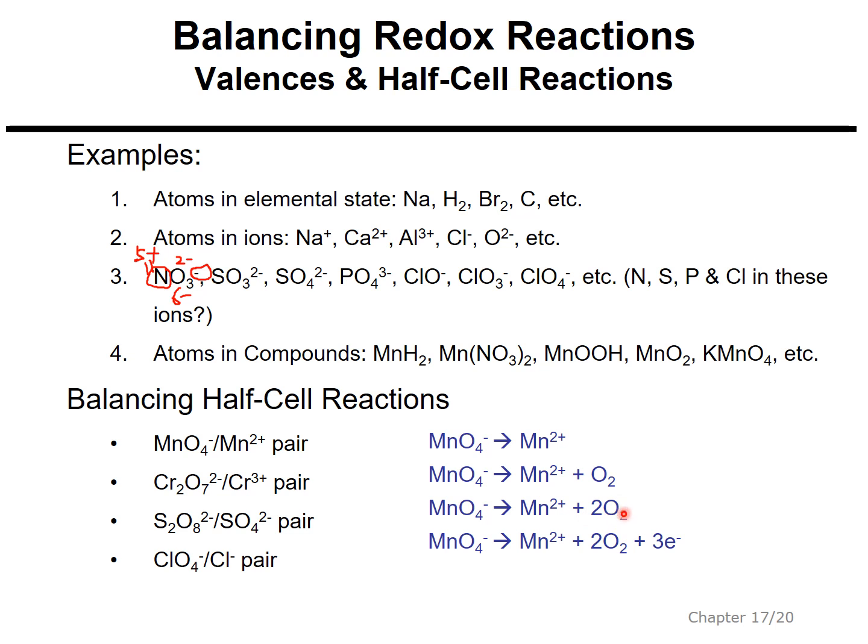Then let me check the charge. We have -1 on the left hand side of the equation. However, we have 2 plus on the right hand side. So you should add 3 electrons on the right hand side. Then totally -1 is equal to -1. That's it for balancing half-cell reactions.